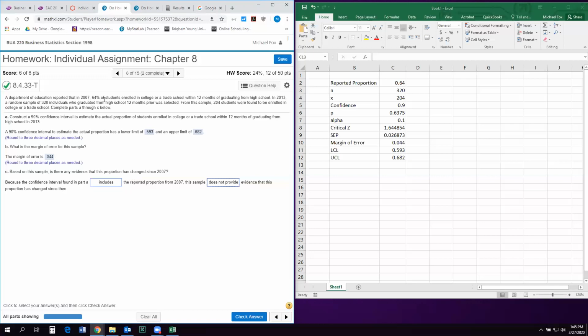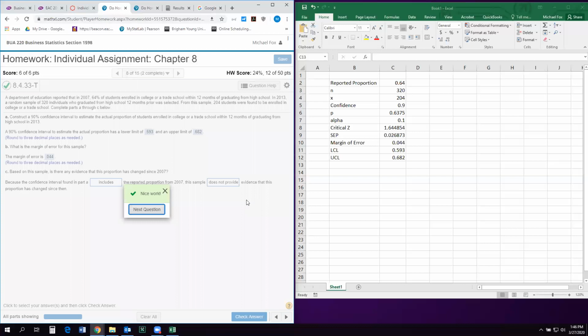In other words, we measured it now at 64%, and we have 90% confidence that it should be somewhere between 59.3% and 68.2%. So because it falls within that limit, it means we think that it hasn't really changed significantly since 2007. And that's it.